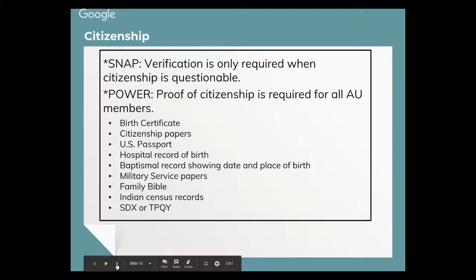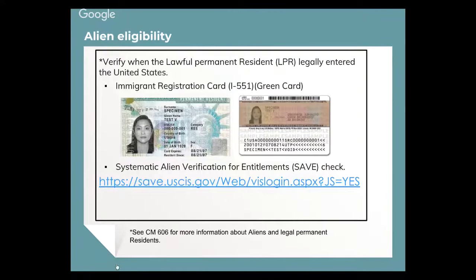All right, when we're verifying alien eligibility, we need to verify when the lawful permanent resident, or LAPR, legally entered the United States. We can do that with the immigrant registration I-551 green card. It looks like this. We've got the front of the card and then the back of the card.